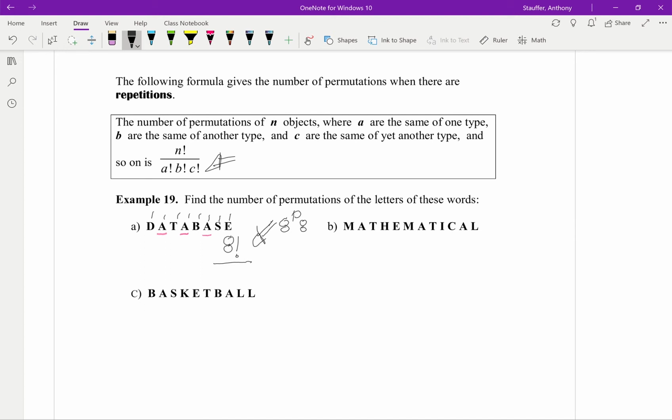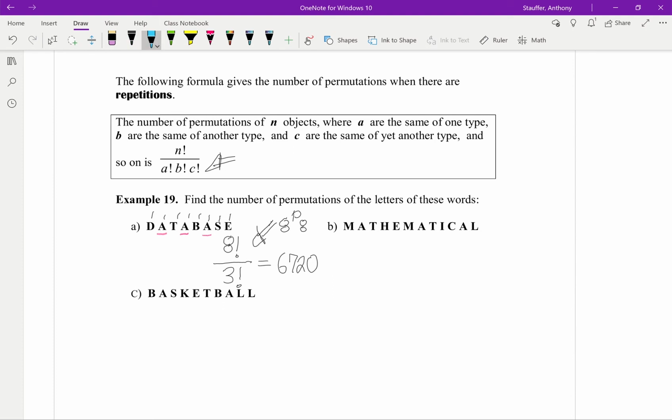So it's 8 factorial because I have 8 letters that I'm looking to arrange, but I have 3 A's that are similar. Since I have those 3 A's that we cannot tell apart, what I have to end up doing is dividing out the number of A's that we have. So I go 8 factorial divided by 3 factorial, and this will give me 6720.